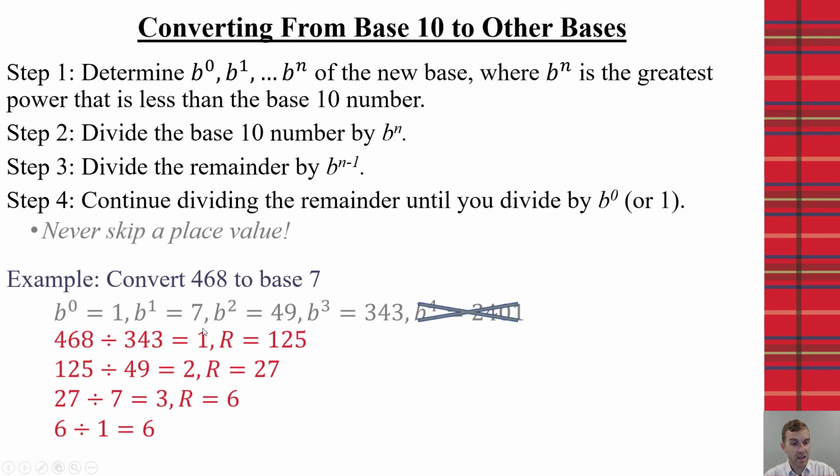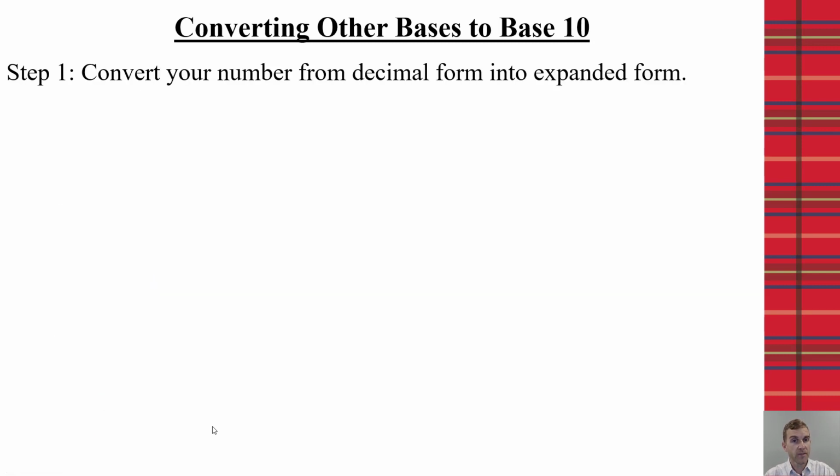And now I can look and say that the number that converts into base 7 will be 1,236 base 7. Now what if I want to go the other route?